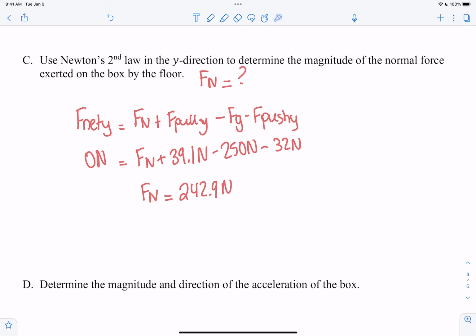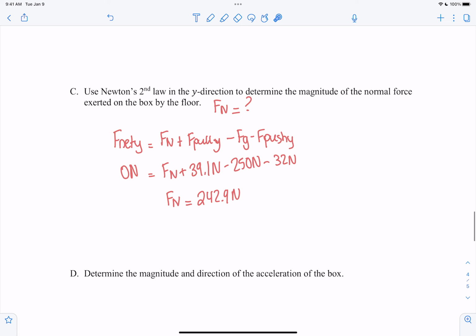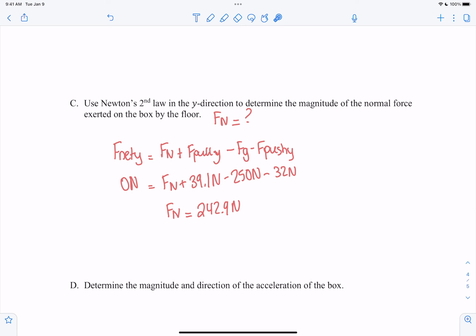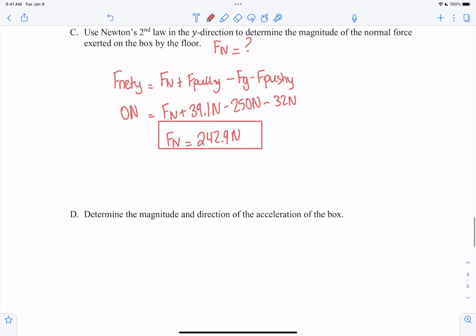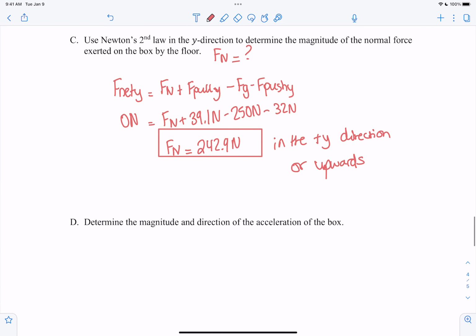They want us to indicate the direction, I think, right? Or did they? No, they just said use newtons along the y direction to determine the magnitude. So you can just say 242.9 newtons, and that's the end of it. If they asked for the magnitude and direction, you would say 242.9 newtons in the positive y direction, or upwards, for example, 242.9 newtons upwards. But yeah, makes sense for part C?